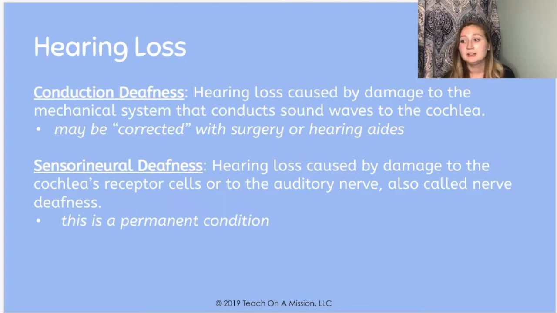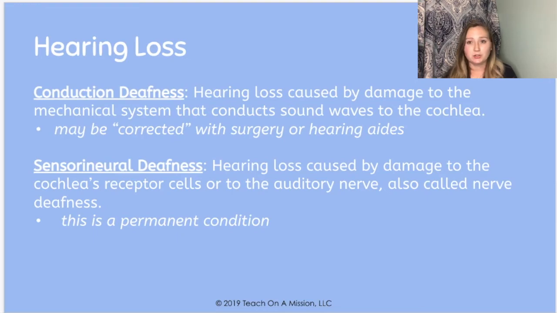Conduction deafness. So this is hearing loss caused by damage to the mechanical system that conducts sound waves to the cochlea. This can be corrected with surgery or with hearing aids. So basically, as the waves are being transferred through the parts of the ear eventually to the cochlea and then toward the auditory canal, there is damage to that system that makes it less efficient in conducting the sound waves.